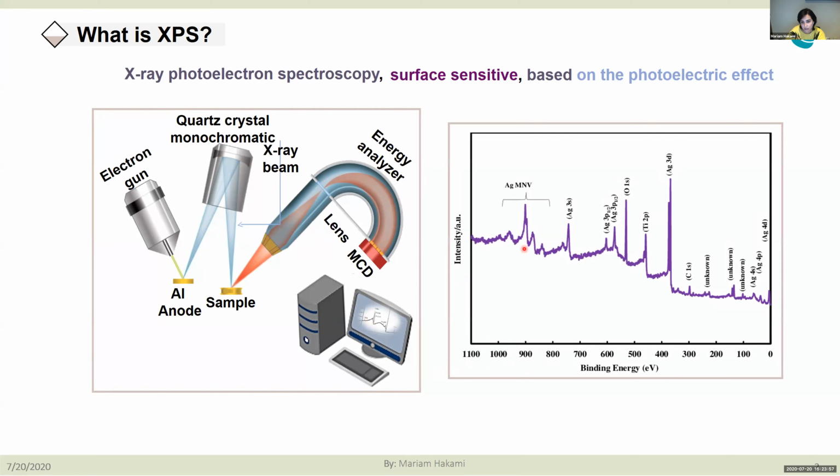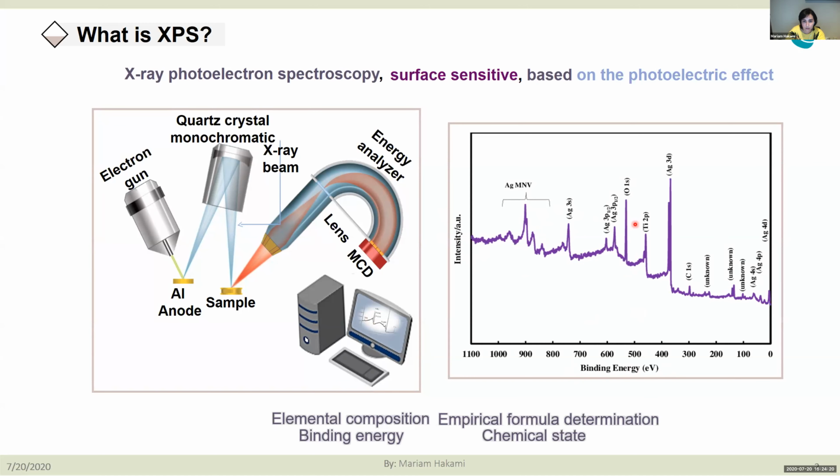And here is the typical spectrum that we will see, showing the binding energy in electron volts and the intensity corresponding to each peak that we have. So basically, XPS will show us the elements that we have in our sample. It will show us the elemental composition, we can also calculate the empirical formula, and then the binding energy of each element and the chemical state.